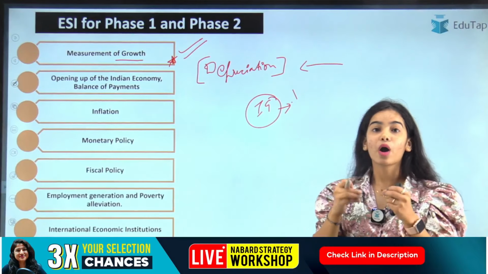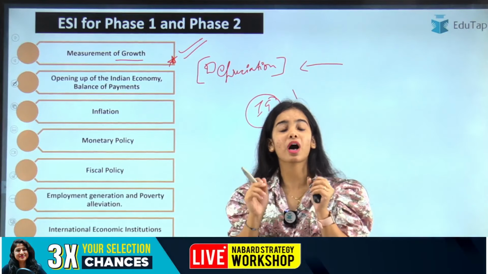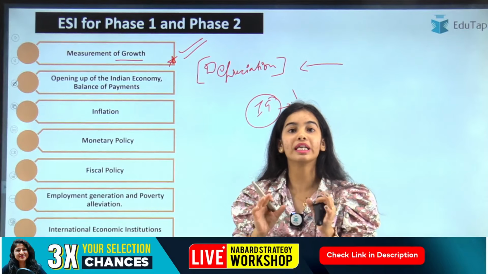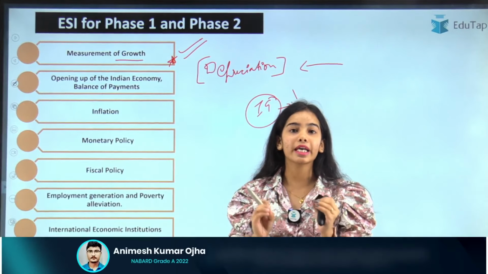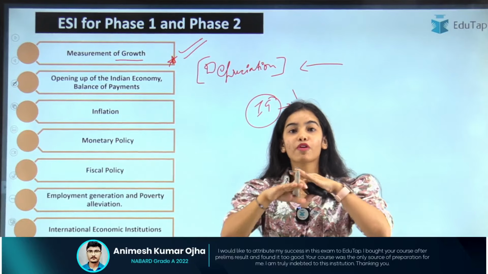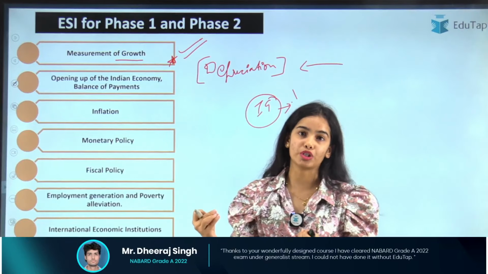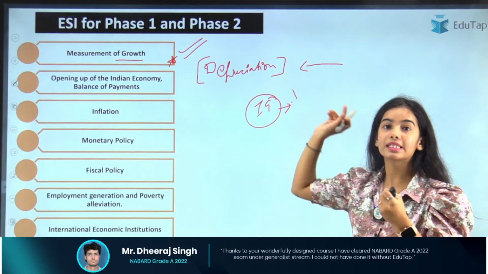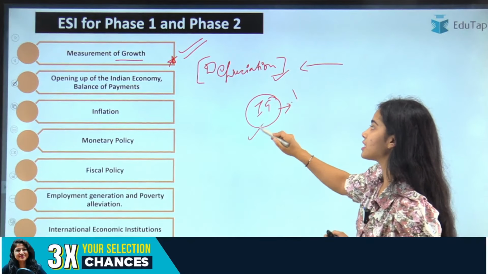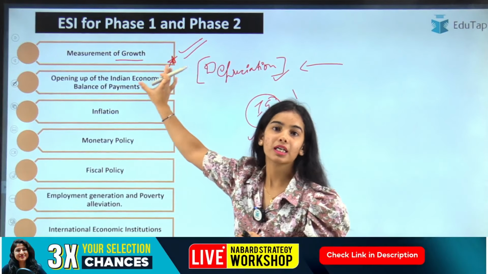So you can understand how easy it is, like the measurement of growth and the other chapters also. You just need to have the basic understanding. So this is the strategy that you need to adopt: you only need the basic understanding in the economics and social issues static. Only the basic foundation you have to lay, and on this foundation you can answer any kind of questions. Okay, so the measurement of growth is important for phase 1 and phase 2 both. You can see the objective questions as well as the descriptive questions from the measurement of growth, from the growth and development chapter.